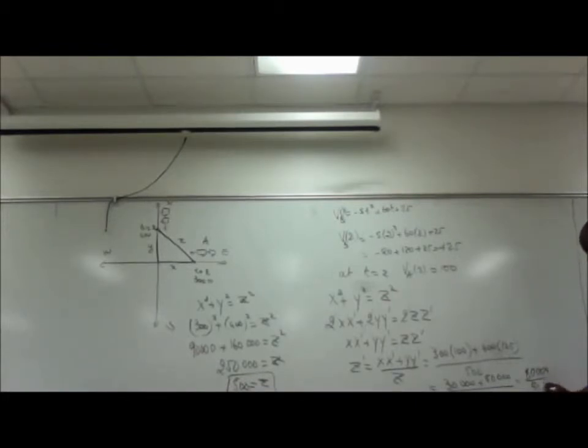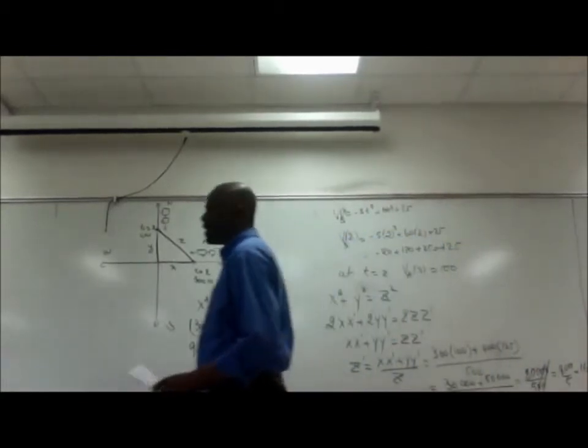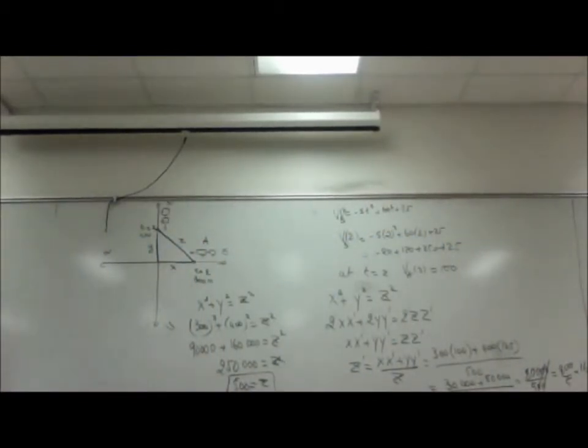80,000 over 500. It's simplified by the zeros. It's going to be what? 800 over 5, which is 160. So the balance is 160 meters per minute.